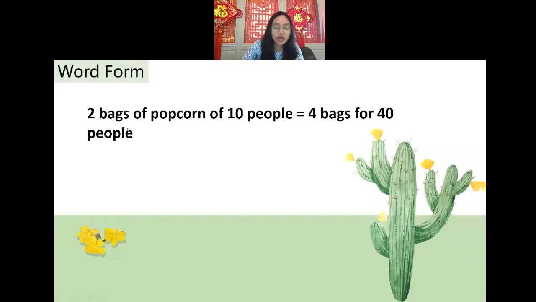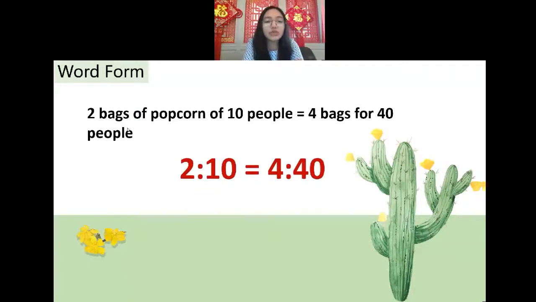We have two bags of popcorn for 10 people equals four bags for 40 people. What do you think is the proportion or the ratio of this? Let's have first two bags of popcorn for 10 people. What do you think is the ratio to that? That is 2 is to 10. Equals 4 bags for 40 people. So that is 4 is to 40. So this is how it looks like. You have 2 is to 10 equals 4 is to 40.